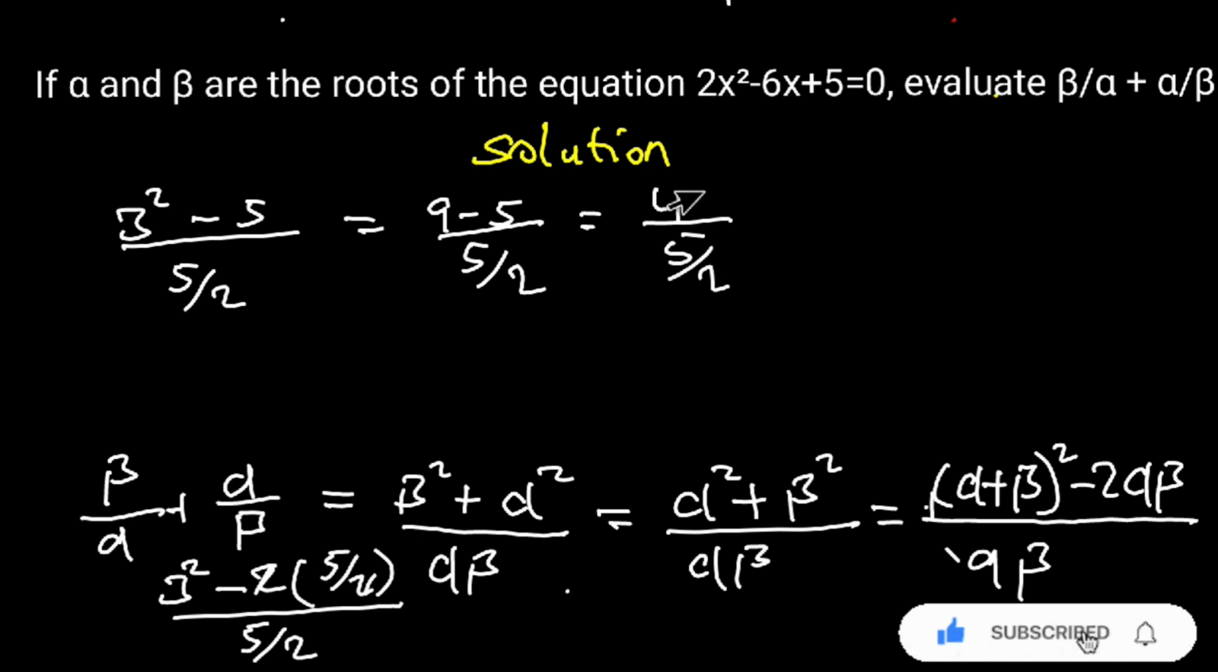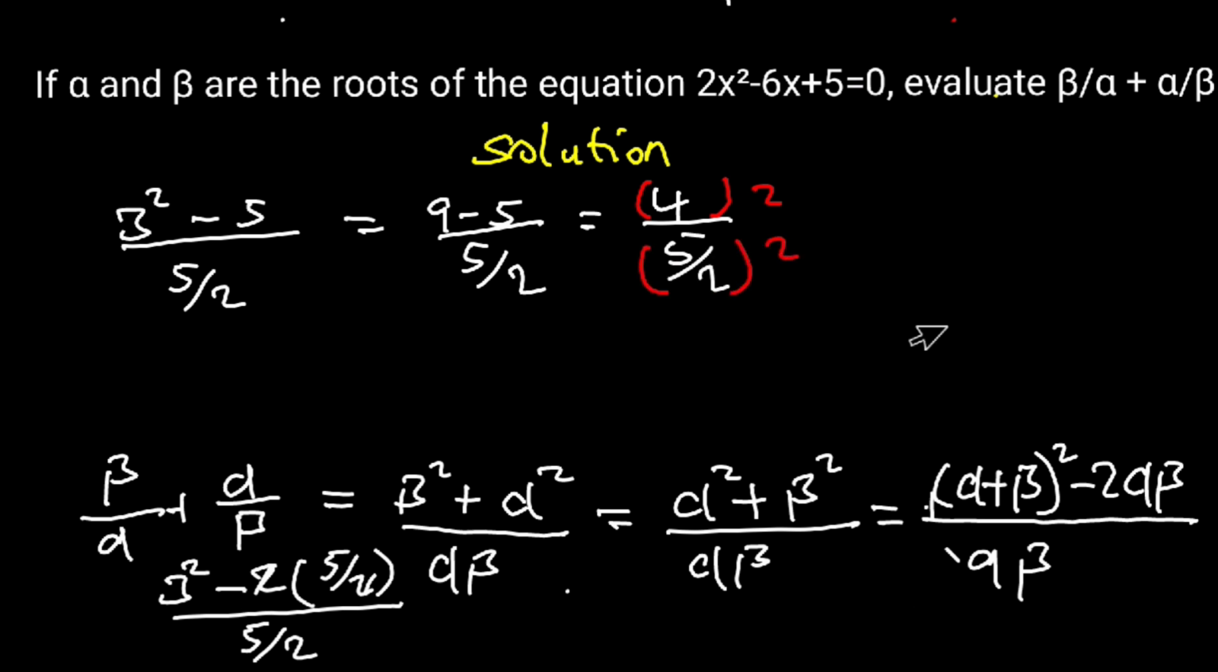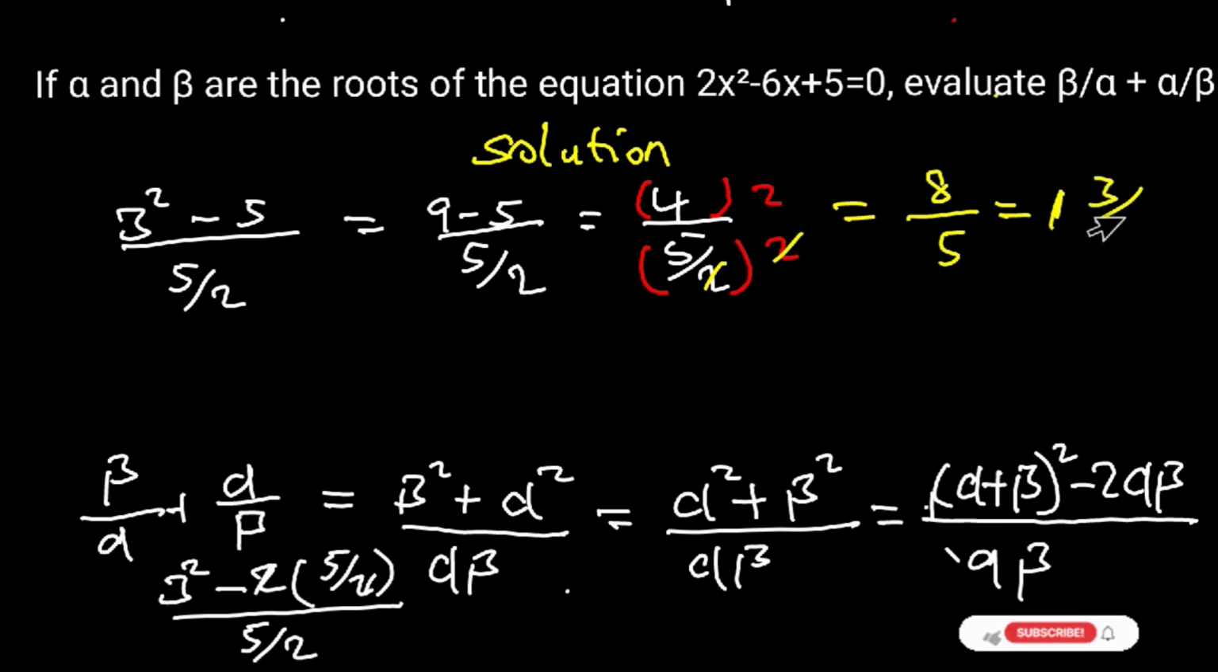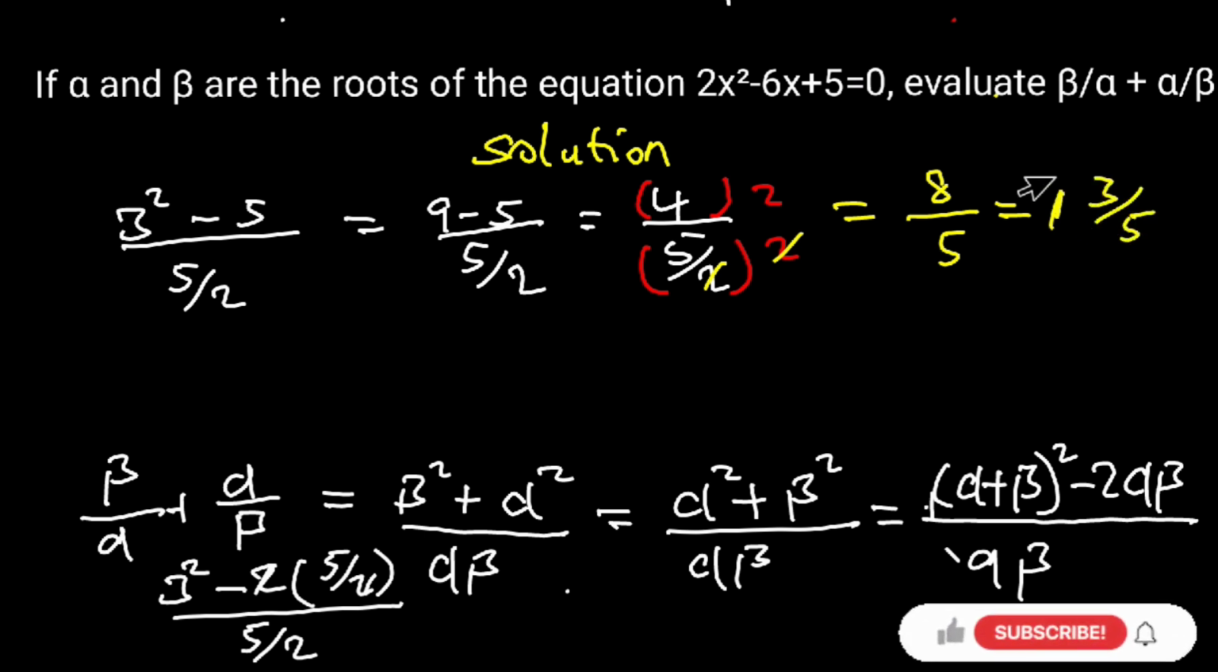So let's multiply the numerator and the denominator by 2 to eliminate this fraction at the denominator. So this now becomes 2 times 4 is equal to 8 over, these 2 and these 2 are going to cancel. We have 8 over 5. And then changing this to a mixed number, 8 divided by 5 is 1, remainder 3, so 1 and 3 over 5. And so this is the answer to this question.